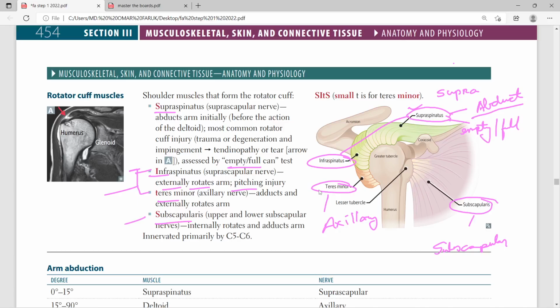This can be diagnosed by a test called the lift-off test. In the lift-off test, we ask the patient to put his arm backwards and try to lift it off, and we put some pressure and tell him to hold that position. If he cannot hold that position, if the arm falls down on the back, then it is thought that the subscapularis is injured. These rotator cuff muscles are innervated by cervical 5 and cervical 6.